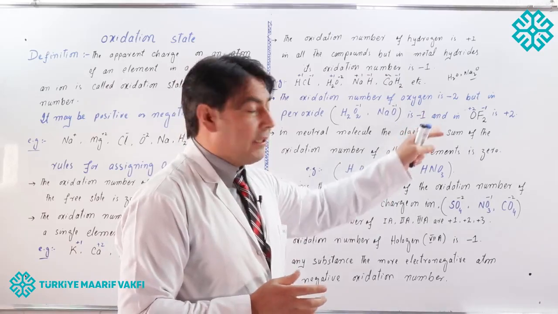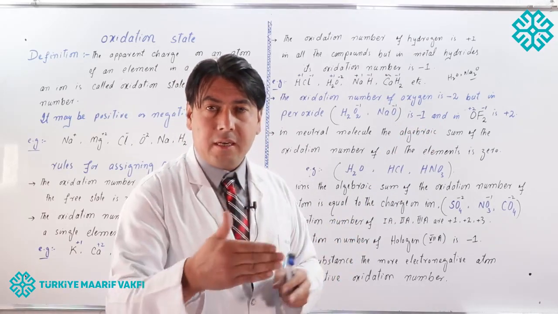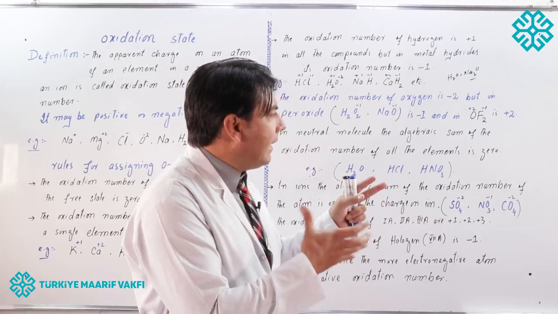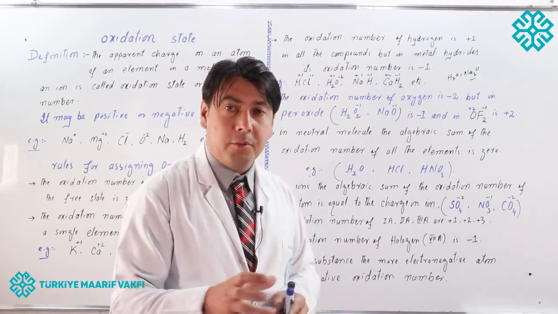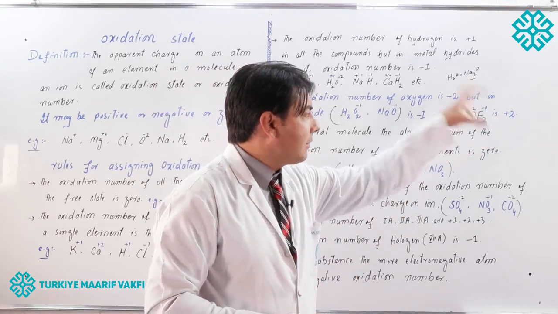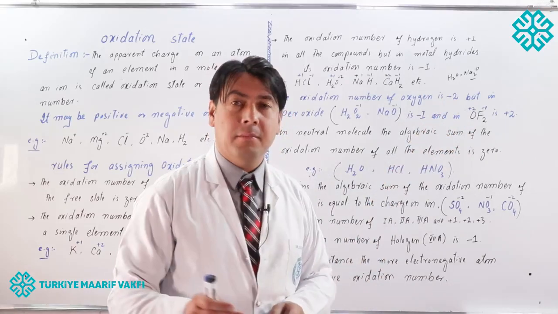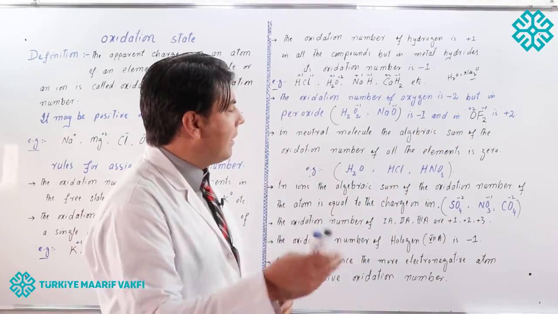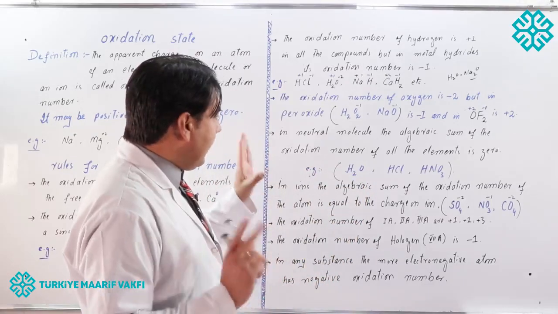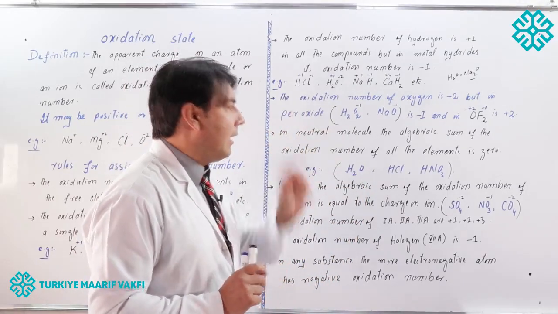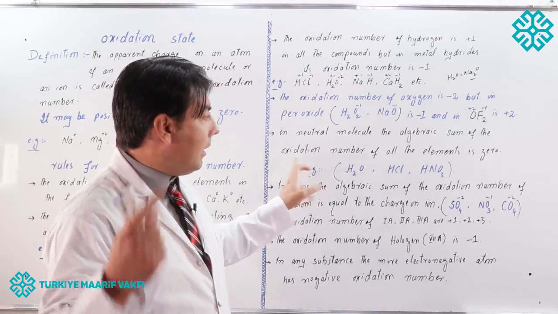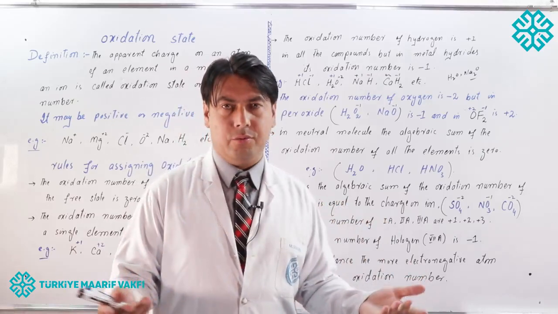Now, oxygen will lose electrons to the fluorine. So the fluorine will take the electron normally. Therefore, the oxidation number of fluorine in OF2 is -1 and the oxidation number of oxygen is +2, because fluorine will take the electron from the oxygen. Another rule: in a neutral molecule, the algebraic sum of the oxidation numbers of all the elements is 0.